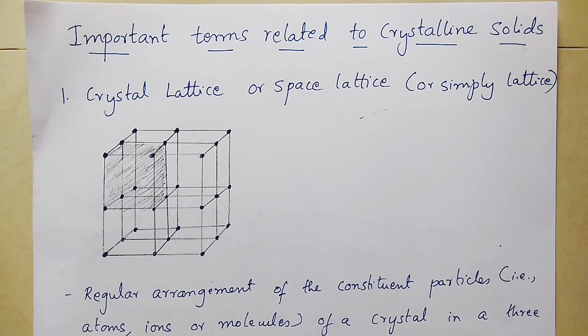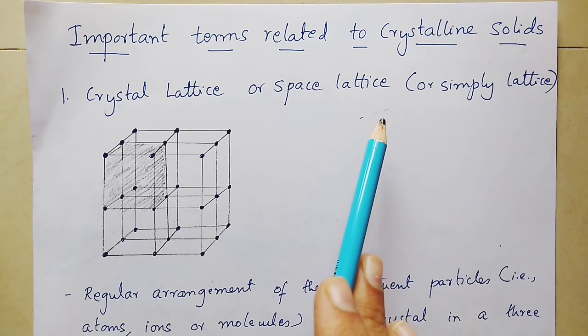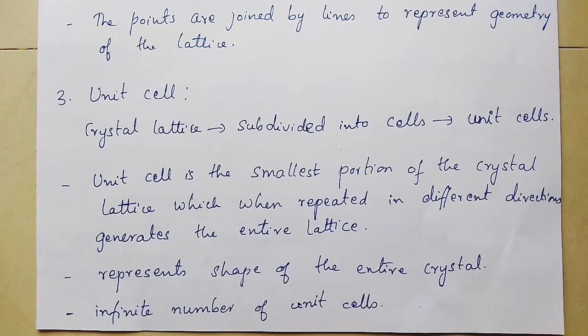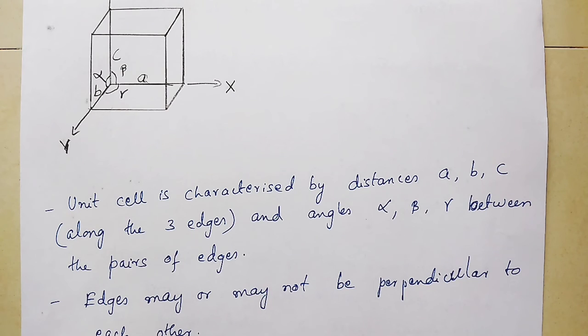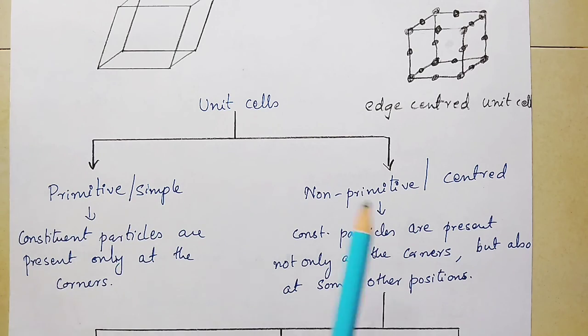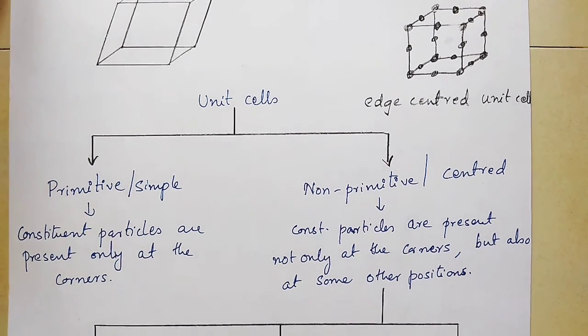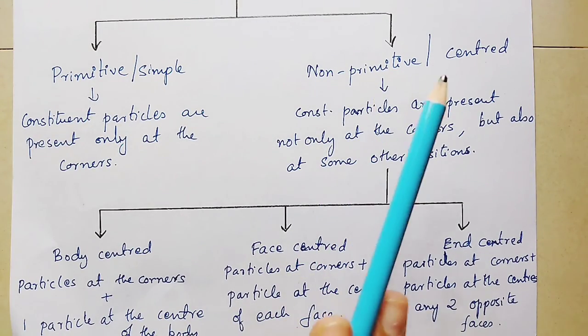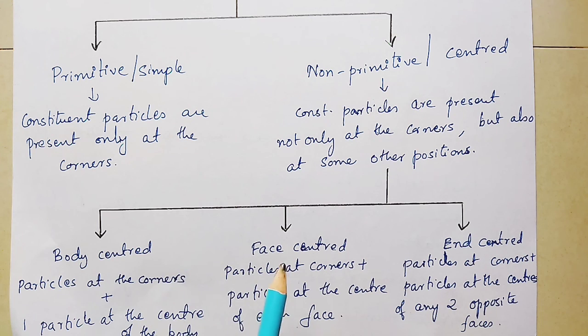So we learnt what is meant by crystal lattice or space lattice or simply lattice, then lattice points or lattice site, then unit cell. We also studied the edges a, b, c and angles alpha, beta, gamma of a unit cell. And finally, classification of unit cells into primitive and non-primitive ones. Further classification of non-primitive or centered unit cells into body-centered, face-centered and end-centered unit cells along with the pictures.